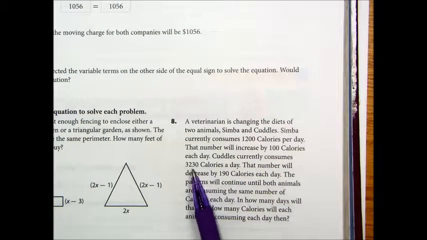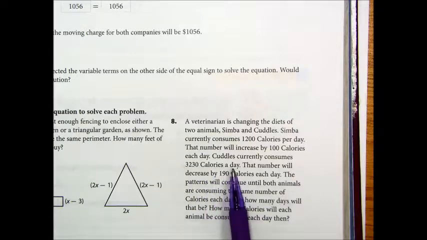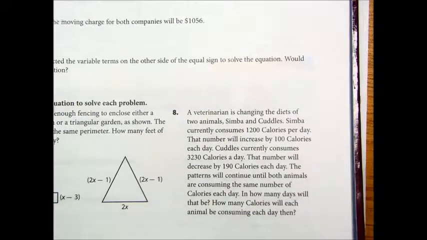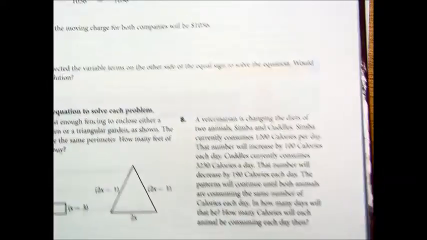Cuddles currently consumes 3,230 calories a day. That number will decrease by 190 calories each day. The patterns will continue until both animals are consuming the same number of calories each day. In how many days will that be? How many calories will each animal be consuming each day then?